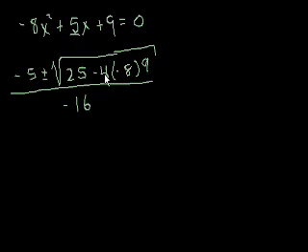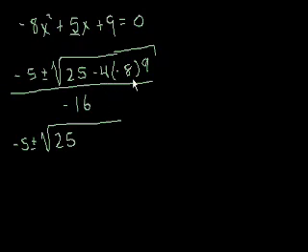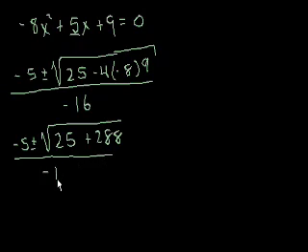So let's simplify this expression up here. Well, that's equal to minus 5 plus or minus the square root of 25. Let's see. 4 times 8 is 32, and the negatives cancel out. So it's positive 32 times 9. Positive 32 times 9, let's see. 30 times 9 is 270. It's 288. 288, I think, right? 32, 30, 270, and then we have 288. We have all of that over minus 16.